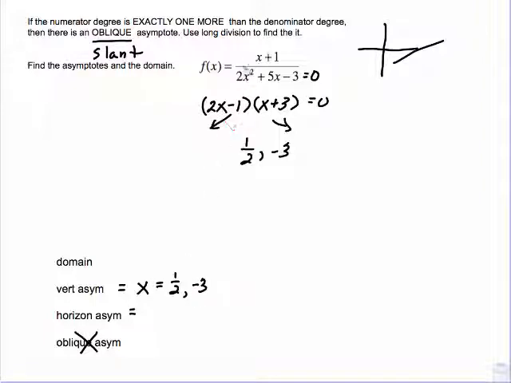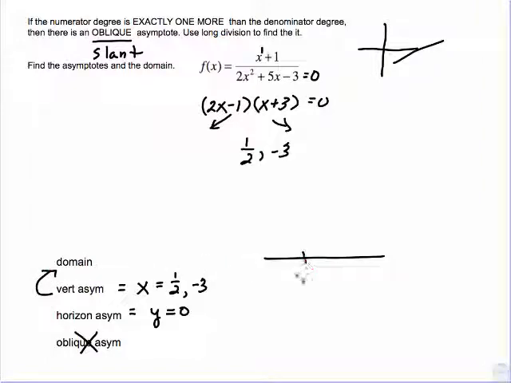Horizontal asymptote, look at the degrees. The degree in the numerator is 1. The degree in the denominator is 2. The numerator degree is less than the denominator degree, so automatically it is the x-axis, which is the equation y equals 0. Then I do the domain. I like to get the asymptotes out of the way first. You obviously can do this in any order you want, but once you have the vertical asymptotes, naming the domain is very easy.